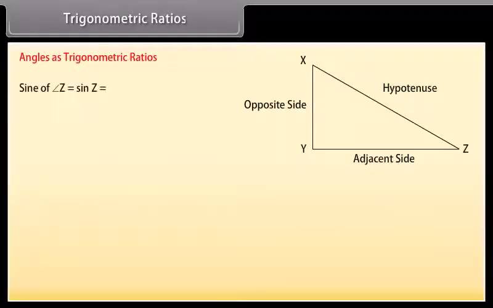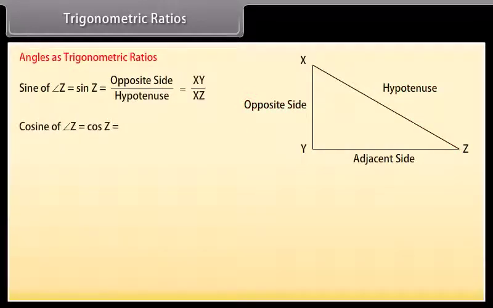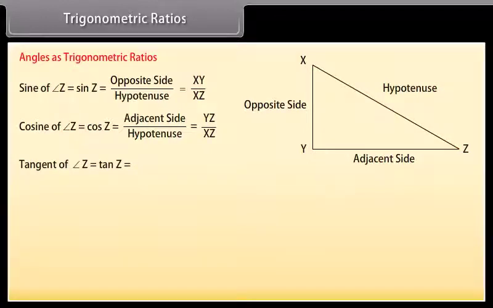Let us now express different measures of angle Z as ratios of the sides of triangle XYZ. Sine of angle Z is equal to sine Z, which equals opposite side upon hypotenuse. Cosine of angle Z is equal to cos Z, which equals adjacent side upon hypotenuse. Tangent of angle Z is equal to tan Z, which is equal to opposite side upon adjacent side.